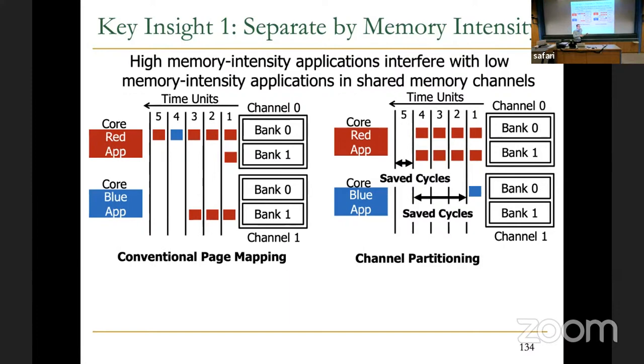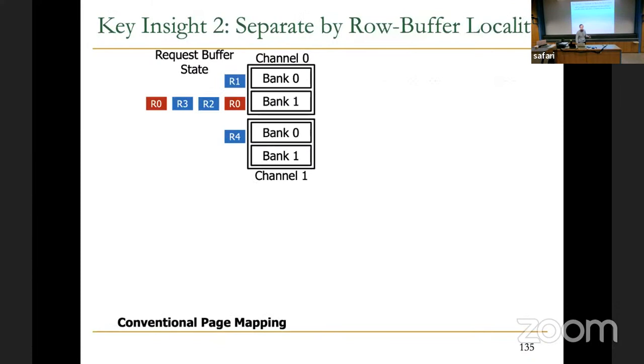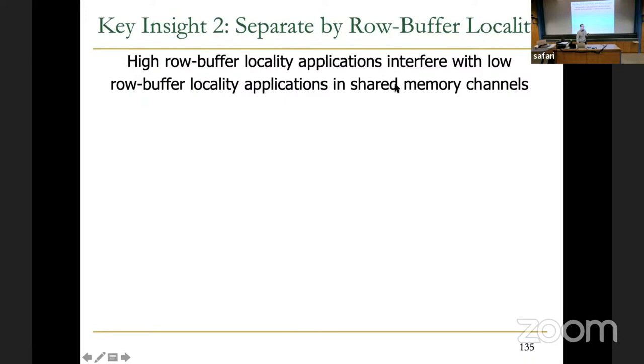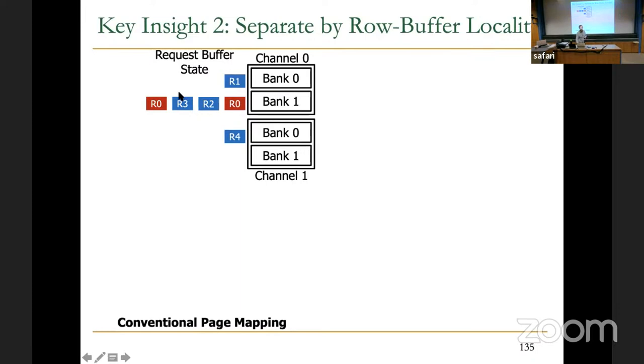But this is the first key insight. The second key insight, as we have seen earlier, is to map higher row buffer locality applications to different channels than lower row buffer locality applications. Let's take a look at this example. With conventional page mapping, you get interference between applications. And these are the requests that go to different rows. There are two requests to row zero. So the red application has more row buffer locality than the blue application, as you can see.